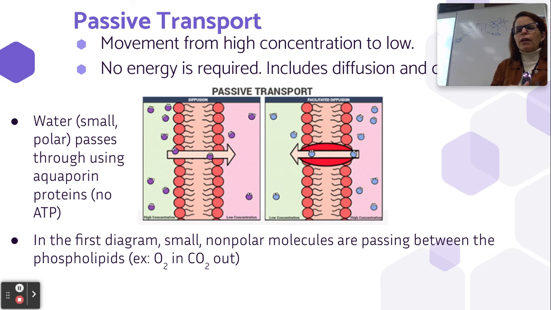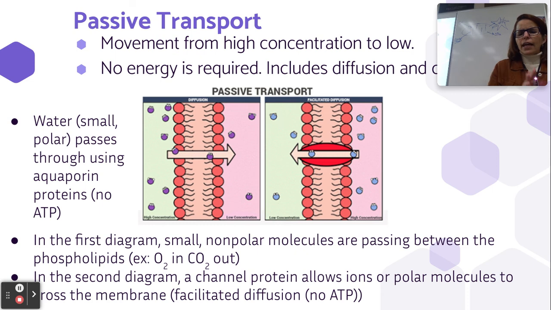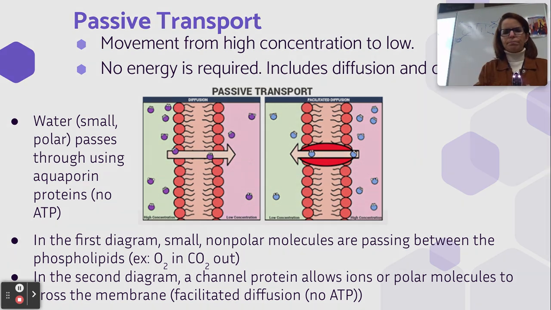In the first diagram on the left, small nonpolar molecules are passing between the phospholipids, and that would be examples like oxygen and carbon dioxide. And then in the second diagram, a channel protein, which could be an aquaporin, for example, allows ions or other polar molecules to cross the membrane. And that would be an example of facilitated diffusion. If it goes through a protein but no ATP is used, that's facilitated diffusion.